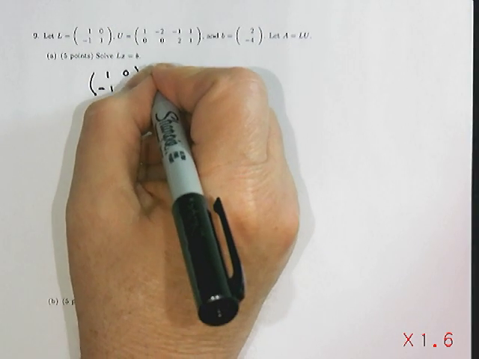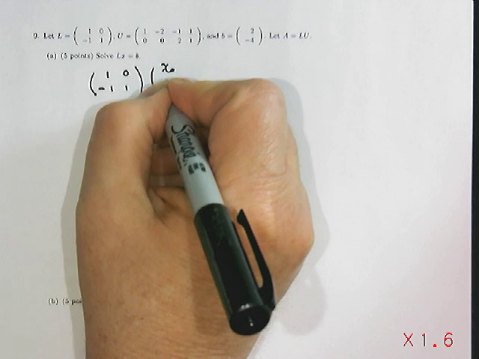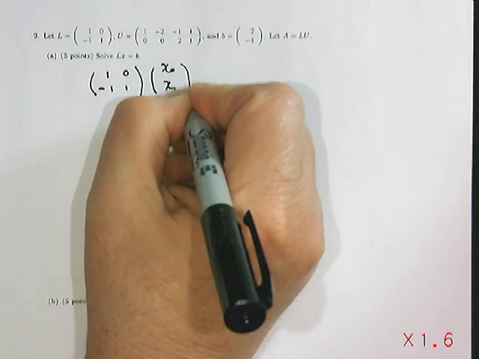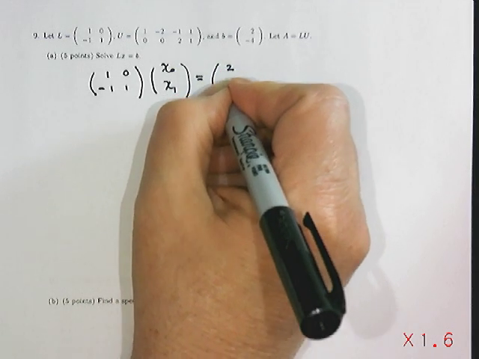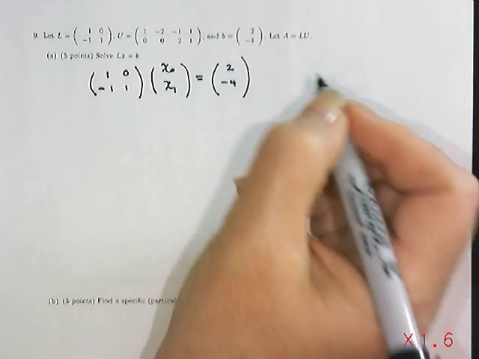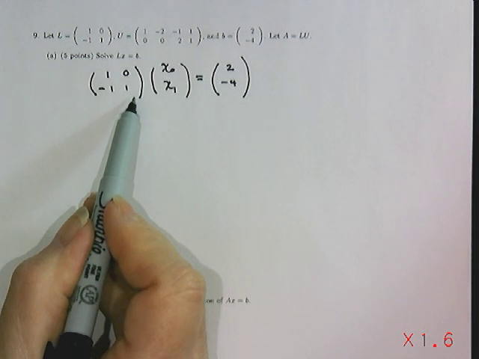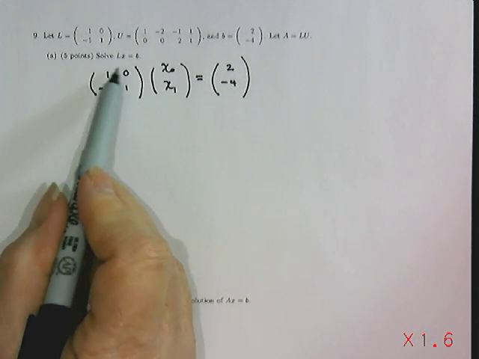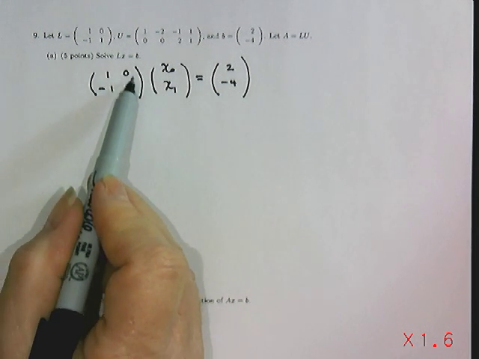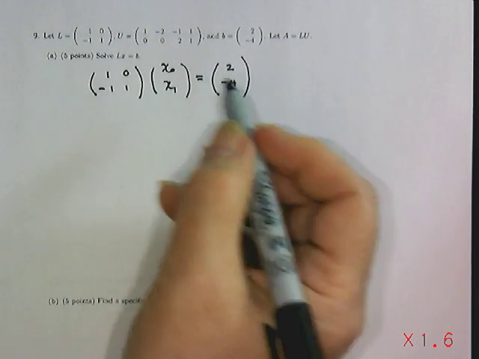And we know that L times X, I'll let X have the components chi0, chi1, must be equal to B with components 2, -4. Because it's in lower triangular form, I can use forward substitution. And notice that this is a system that I could find the inverse of if I wanted, but I don't need to.